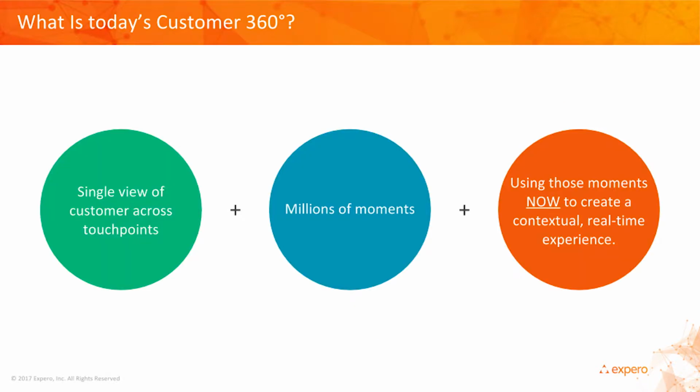And so today's Customer 360, to summarize, is this single view of the customer across those touch points, taking those millions of moments and using that information to provide a better experience in that moment of now, as we like to call it at DataStax. And by doing that, you're creating this contextual, real-time experience through an application or an interaction that's really right for that customer in that single moment, built off of the entire journey that they've had with you.